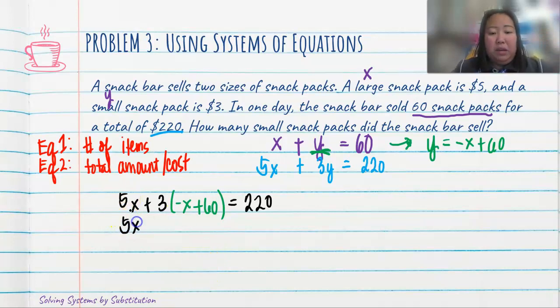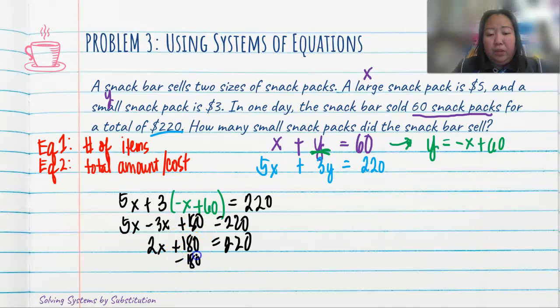So this is going to be 5x minus 3x plus 180 is equal to 220. You can combine 5x and negative 3x. That's going to be 2x plus 180 is equal to 220. Okay. Now we can transfer the 180 to this other side. So we will have 2x is equal to 40. And so if we divide by 2, x is equal to 20.